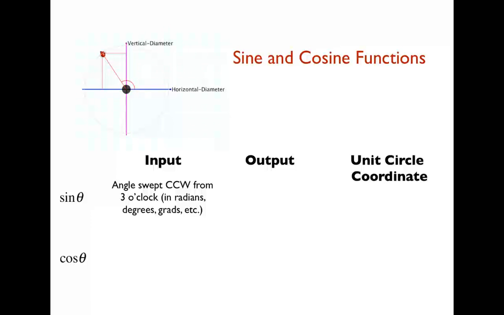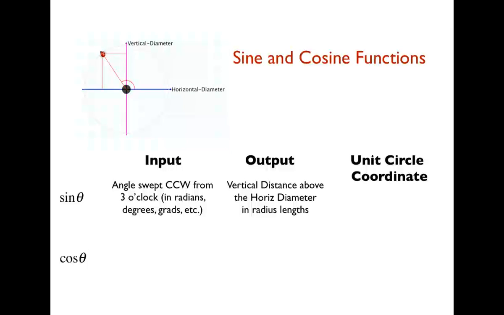Okay? What's the output? The sine. The vertical distance above the horizontal diameter measured in radius lengths, or fraction of a radius. What's the unit circle coordinate? Y coordinate. The vertical distance above the horizontal diameter is the y coordinate.